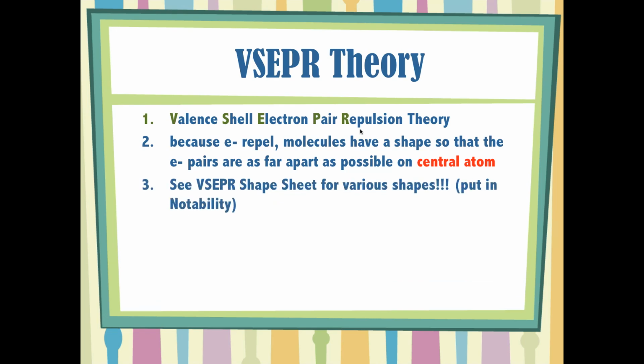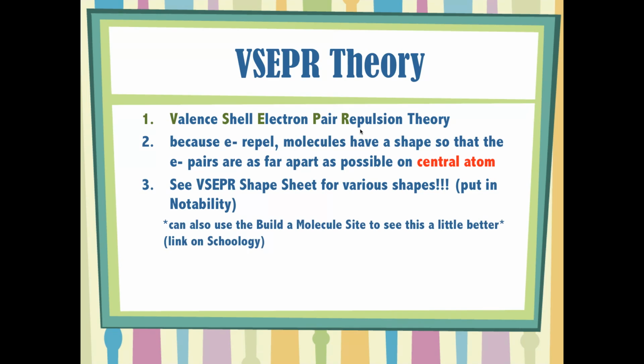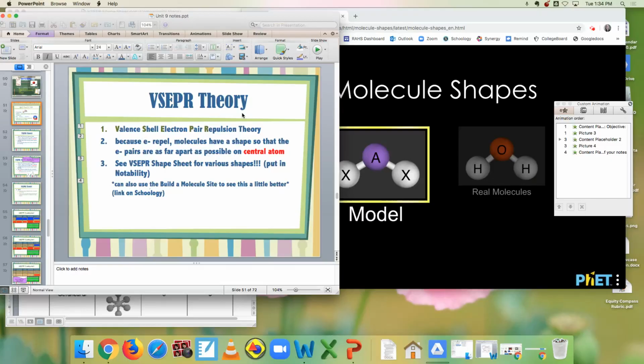I have a reference sheet in Schoology that I'd like you to put in Notability. It's called the VSEPR Shape Sheet, and it's going to show you the different shapes. Obviously, it's tricky because it's a two-dimensional representation of a three-dimensional structure, but it gives you the idea. I also have a site linked on Schoology called the Build a Molecule site, and I'm going to show you that now. I'm going to do some clicking in and out of our presentation. I'll try to be as smooth as possible, but let's look at that together now.